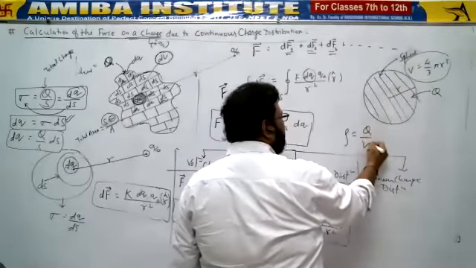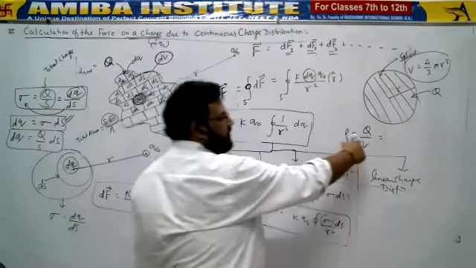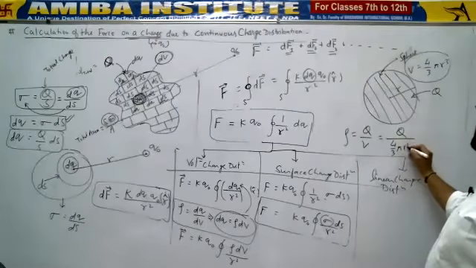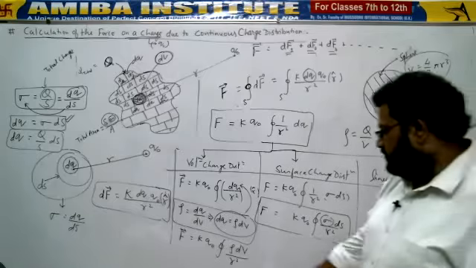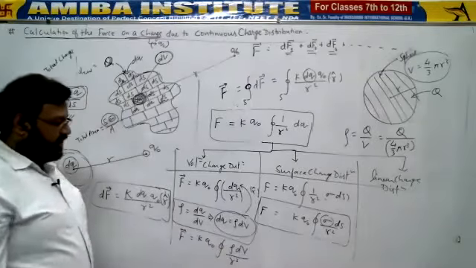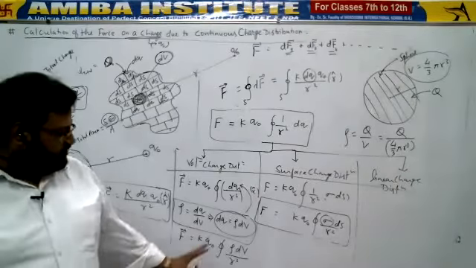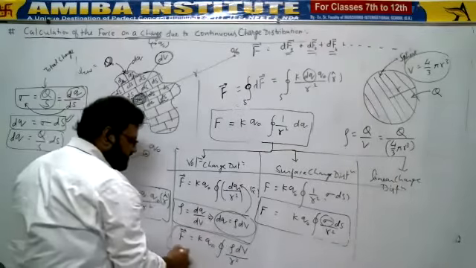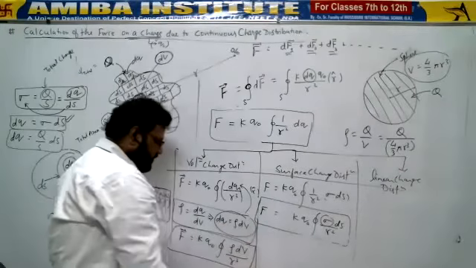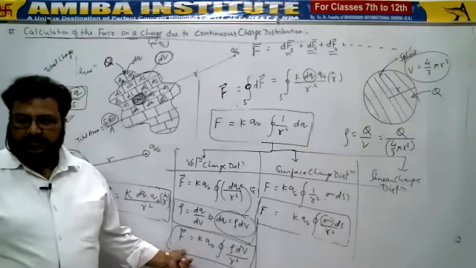Q by V, and the value of rho will be substituted here. This rho will be substituted as Q upon 4/3 pi r cube, in that way. So Q by V, with V being 4/3 pi r cube, dV. You will consider it in that way, right? So this is the formula for volume charge distribution. You don't need to rote-learn it. Once you learn the numericals on it, you will automatically get what I'm trying to say, right?